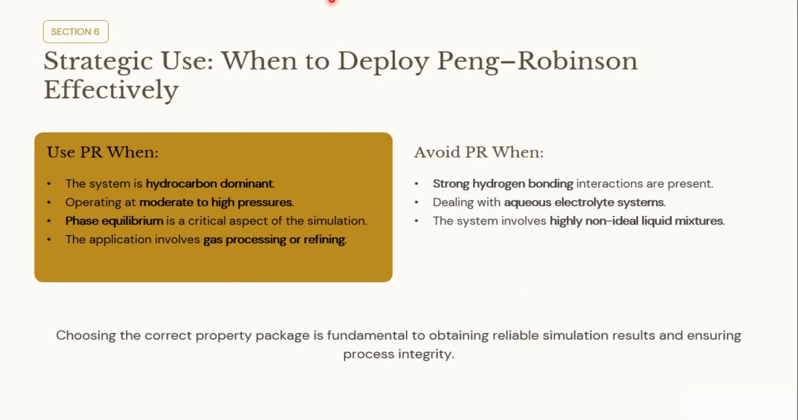Strategic use: when to deploy Peng-Robinson effectively. Use it when the system is hydrocarbon dominant, operating from moderate to high pressures, phase equilibria is a critical aspect of the simulation, and the application involves gas processing or refining. When should you avoid it? The opposite, which means when strong hydrogen bonding is involved, such as water-alcohol systems. For electrolytic systems, you should not use it. For highly non-ideal liquid mixtures, you should not use it. And choosing the correct property package is fundamental to obtaining reliable simulation results and ensuring process integrity.